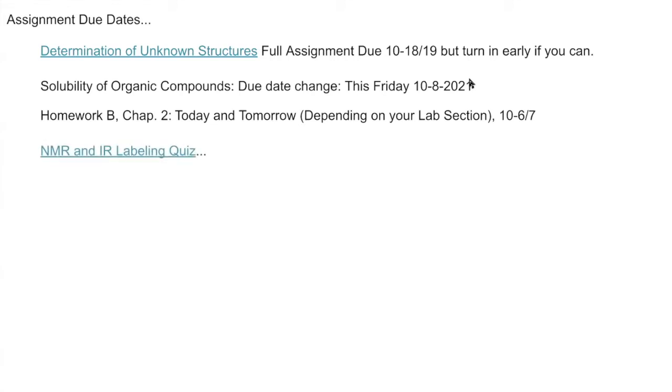Then homework B, that's due today and tomorrow, the chapter 2 homework. So turn that in either today or tomorrow, online or in person with a paper copy. And then NMR and IR labeling, a lot of times students make mistakes with that, like during this assignment. So a couple of things will help you. I'll have a quiz on it, and it's going to be next Monday, Tuesday in lab.